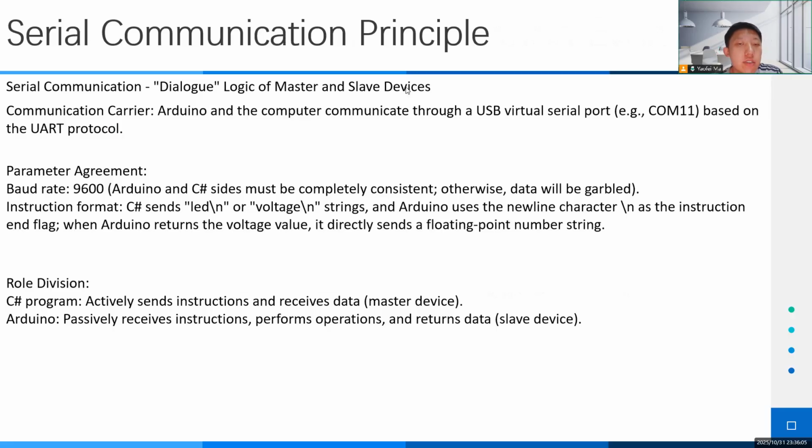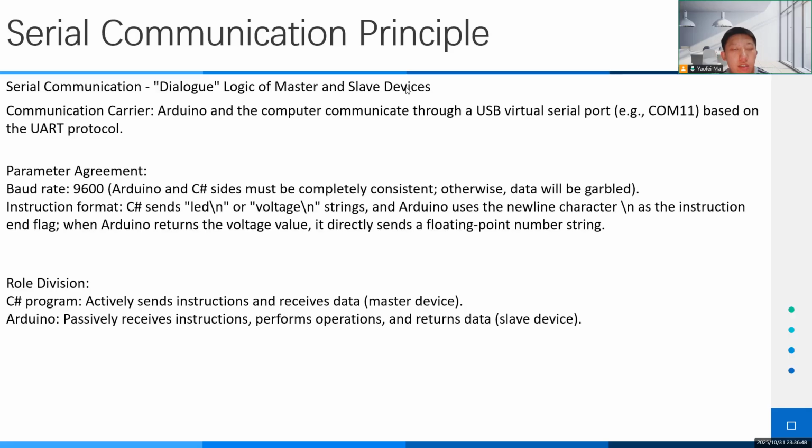Let's understand how C# and Arduino talk. Serial communication. Communication carrier: they use a USB virtual serial port like COM11 and follow the UART approach. The USB cable connects Arduino to the computer, so data travels through the cable. Protocol agreement: to talk clearly, they need the same rules.